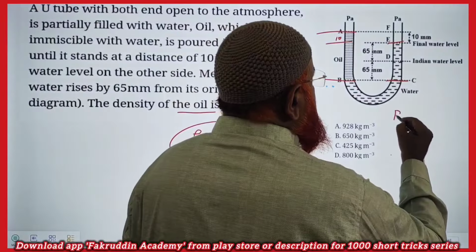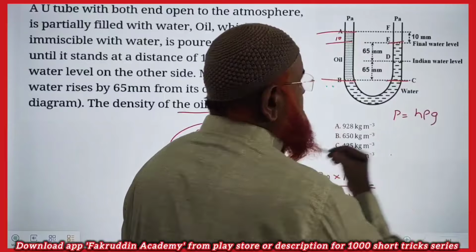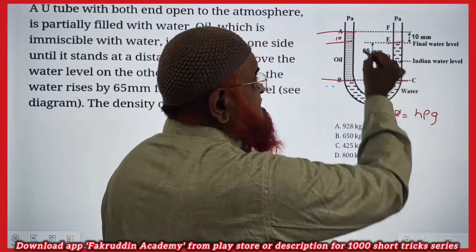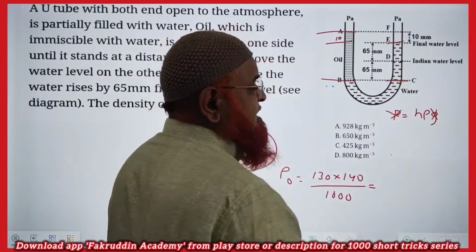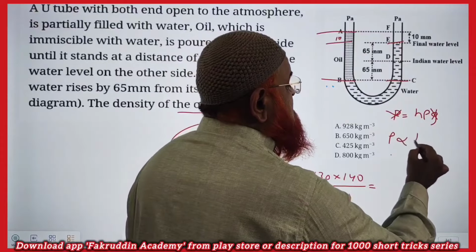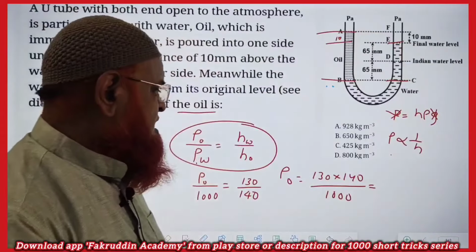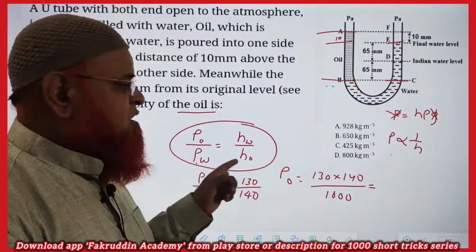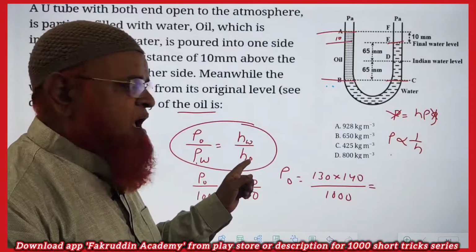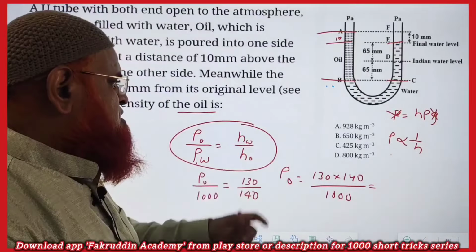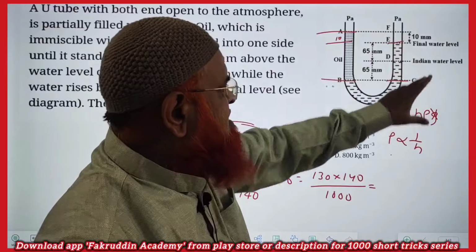तो the concept here is pressure is equal to h rho g. यहां पर प्रेशर एटमॉस्फेरिक प्रेशर कांस्टेंट है, जी भी कांस्टेंट है. अब रिलेशन क्या है? डेंसिटी इज इनवर्सली प्रोपोर्शनल टू हाइट. सो डेंसिटी ऑफ ऑयल बाय डेंसिटी ऑफ वाटर इज इक्वल टू हाइट ऑफ वाटर बाय हाइट ऑफ ऑयल. तो सब्स्टिट्यूट कर दीजिए, यहां पर वाटर का लेवल कितना है?